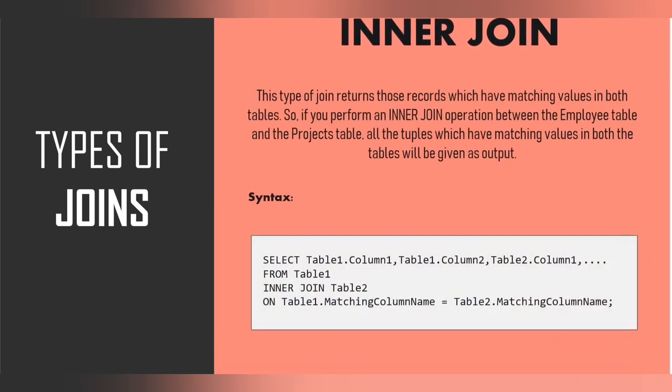Starting with the inner join, it is a type of join that returns those records which have matching values in both the tables. So if you consider table A and table B and you apply an inner join on both these tables, then all those records would be returned which have matching values in both these tables. So for our understanding, I'm going to consider two tables, that is the employee table and the projects table. So when I apply the inner join on the employee table and the projects table, all those tuples which have matching values in both the tables will be given as output.